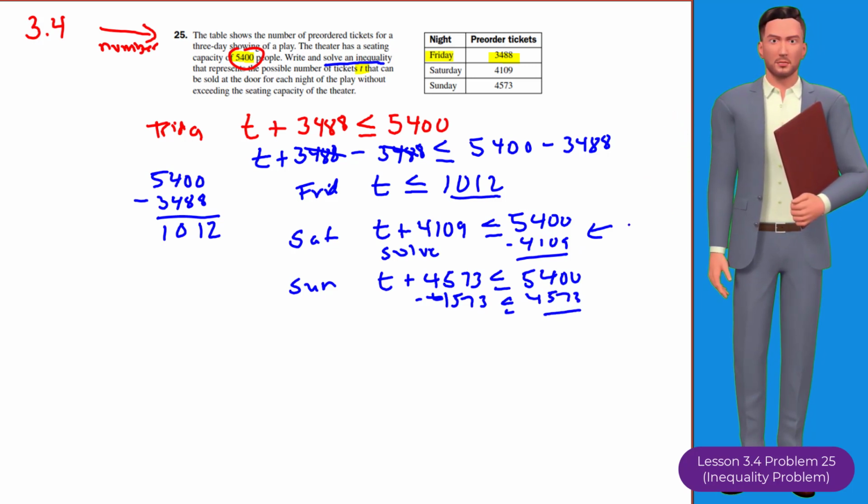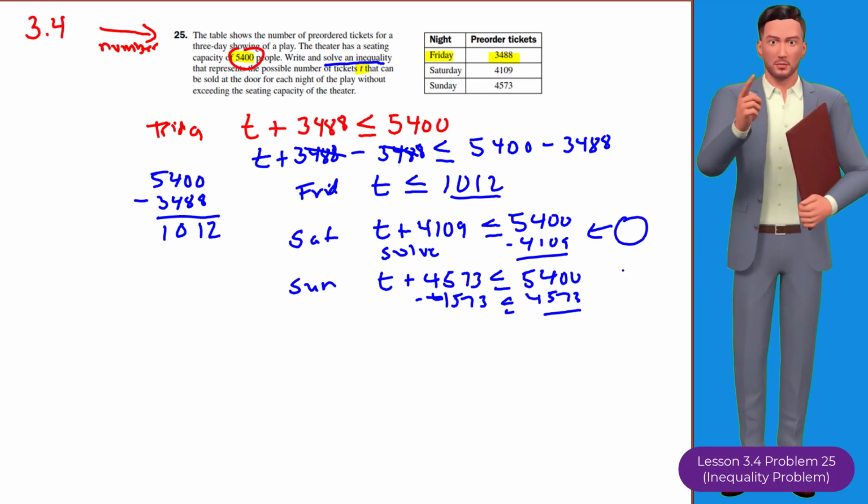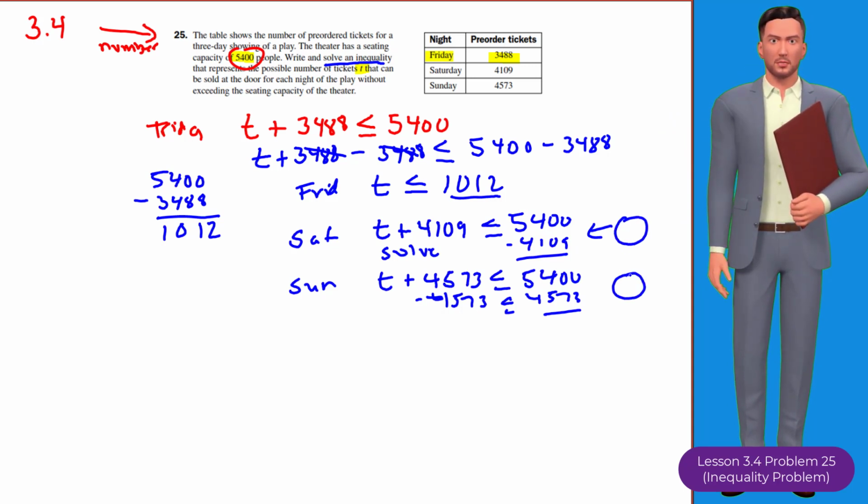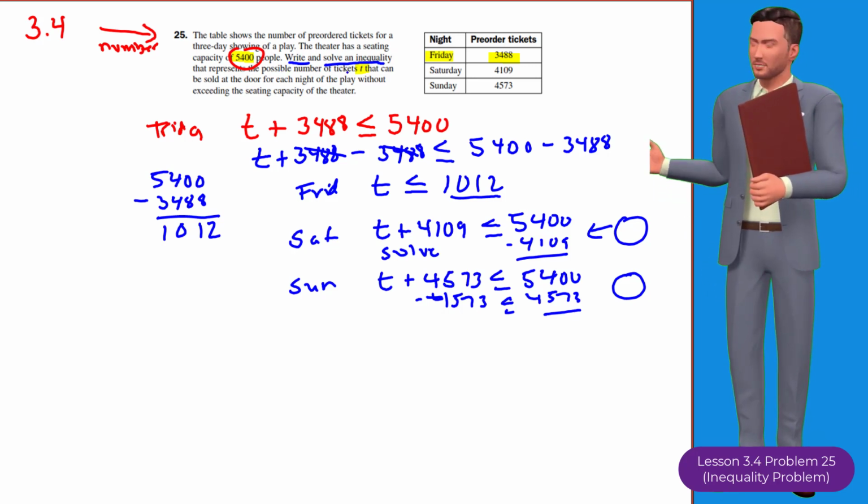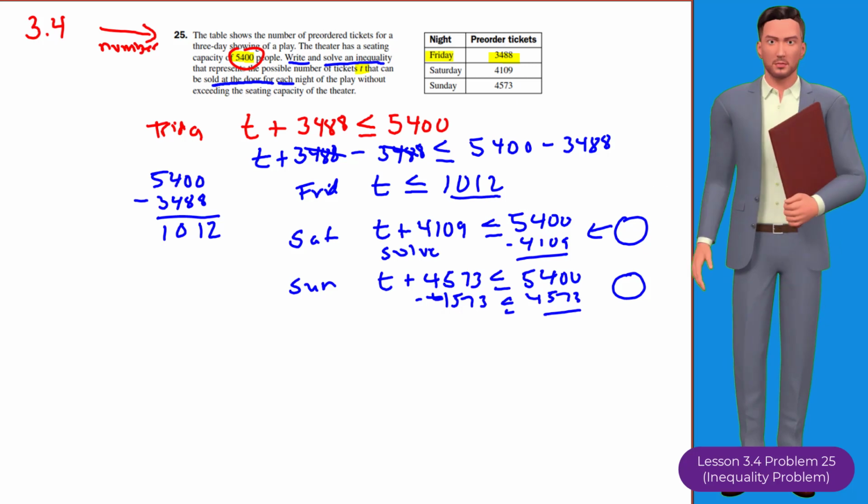So I want you to tell me how many tickets on Saturday can be sold and how many tickets on Sunday can be sold. If we do both of those steps, we have written the inequality, and then we can solve the inequality by telling the possible number of tickets that can be sold for each night at the door. And then you can answer it below.